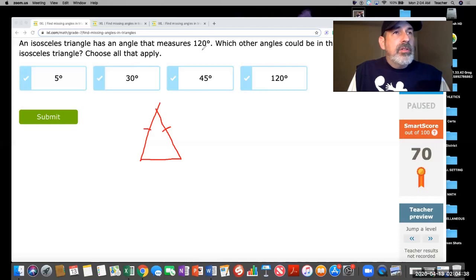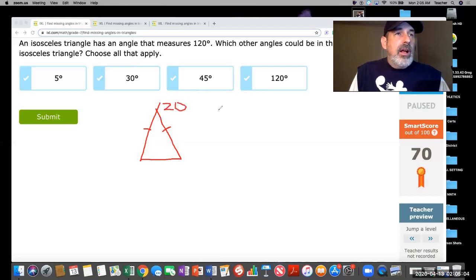It has an angle that measures 120. Which other angles could be in the isosceles triangle? Now, the 120, it's going to have to be the top, okay? Now look, if I put 120 on the bottom and another 120, because they both have to be equal, that's 240. That's more degrees than a triangle has.